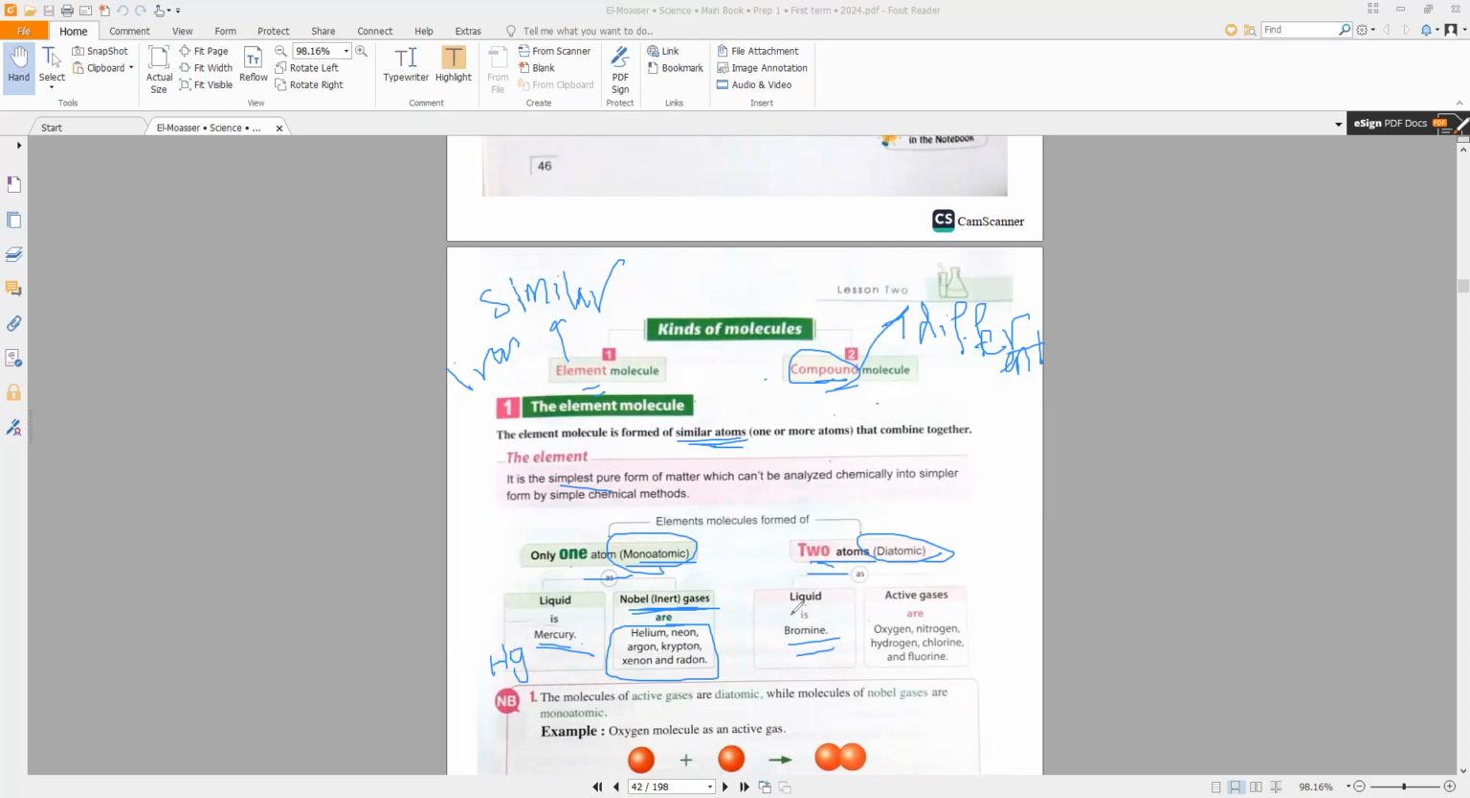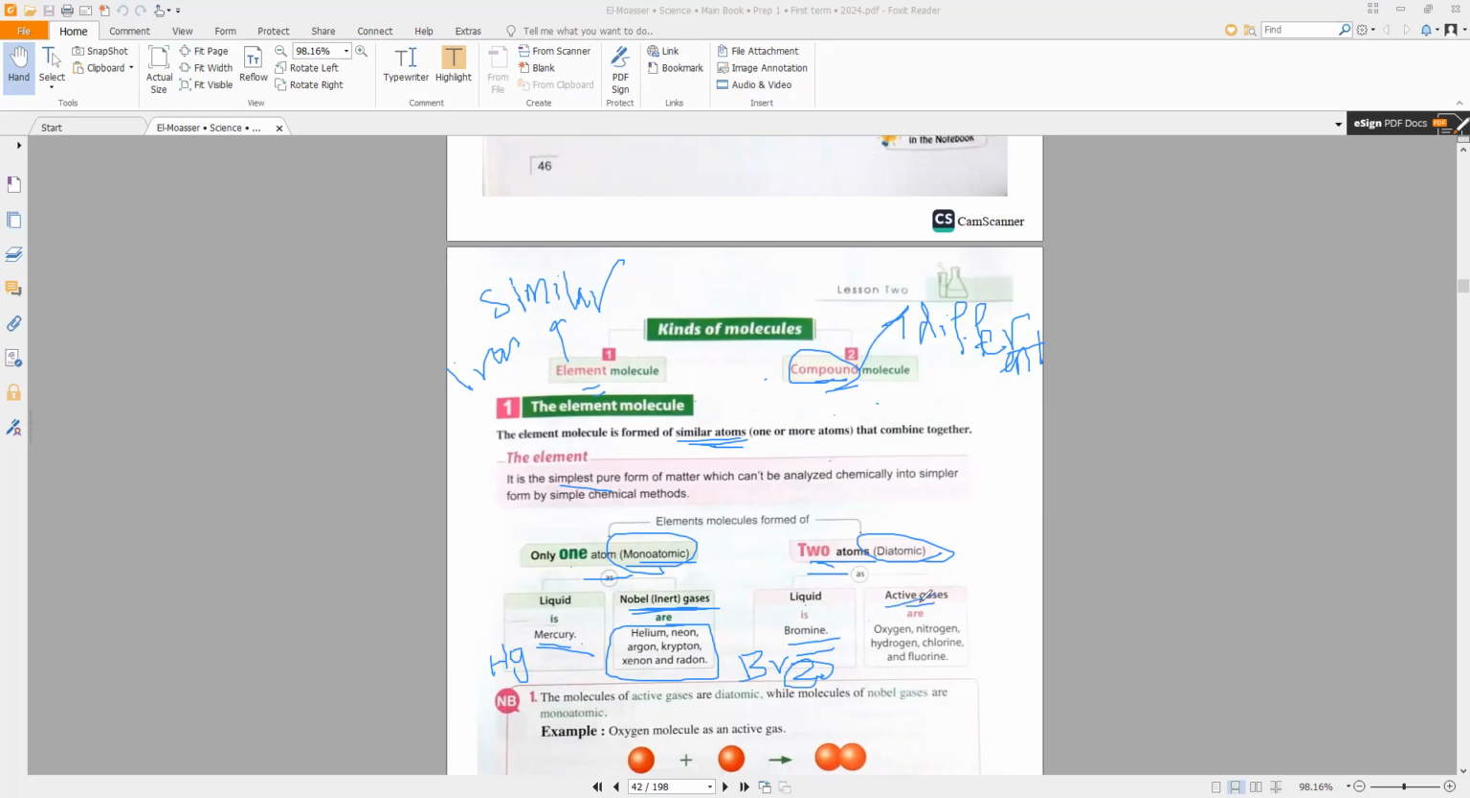Only Hg. But when you want to write bromine, you write Br. The symbol of bromine is Br, so you will write Br2. Why Br2? Because it is a diatomic molecule, but Hg consists of one atom, so you write Hg. Okay, so for element molecules, if it is a monoatomic liquid, it is called mercury. A diatomic liquid is called bromine.